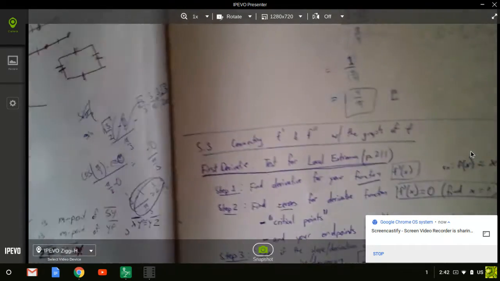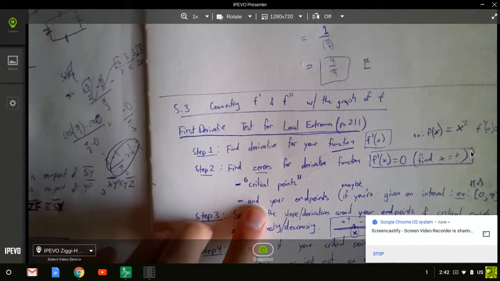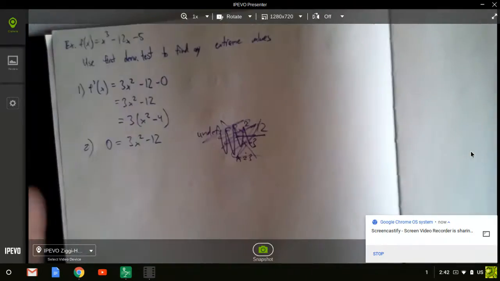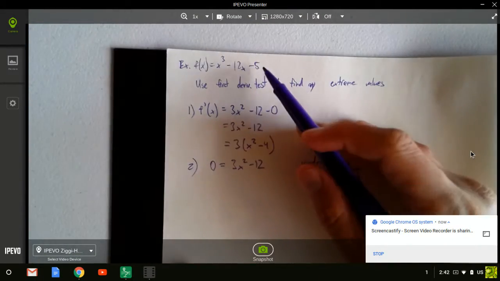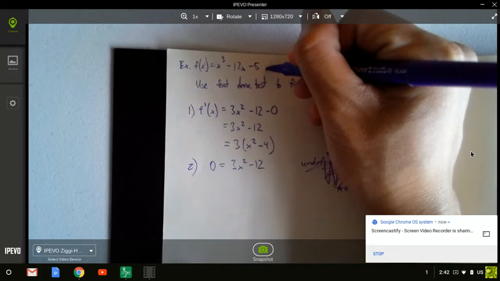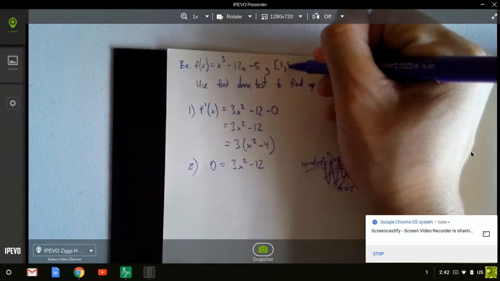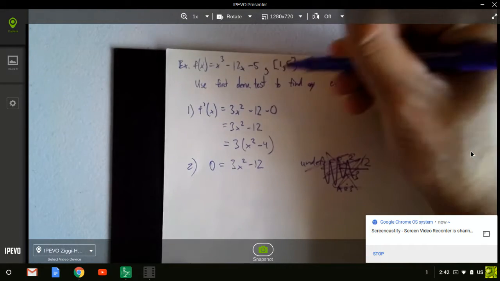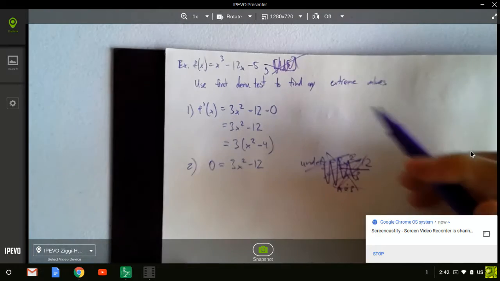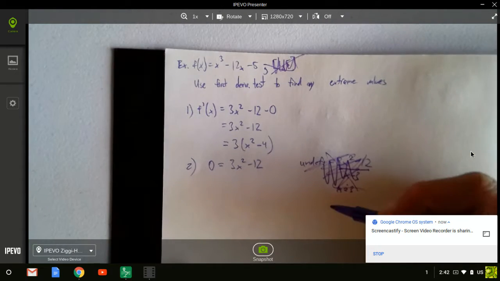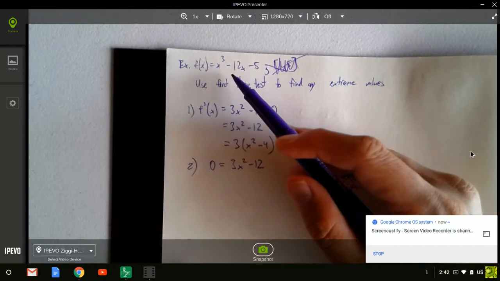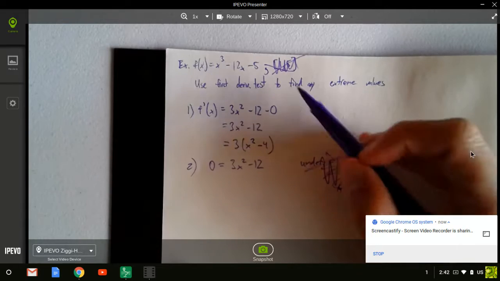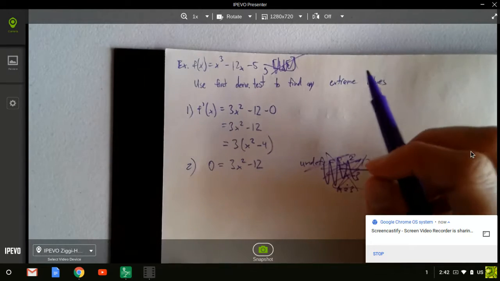Also, please remember in step 2 that I told you to look for critical values as well as testing your endpoints. But the truth is, were you given any endpoints here? Were you given, this is f of x, and then the interval from like 1 to 5? No, we were not given that. So truthfully, there are no endpoints in this context. As we know, x cubed minus 12x minus 5 should be a continuous function, so we don't have to worry about any endpoints.